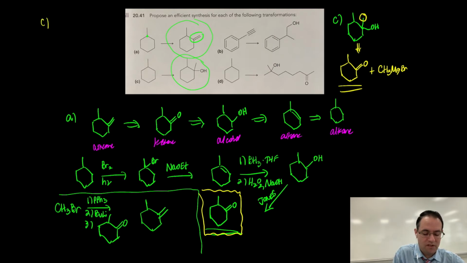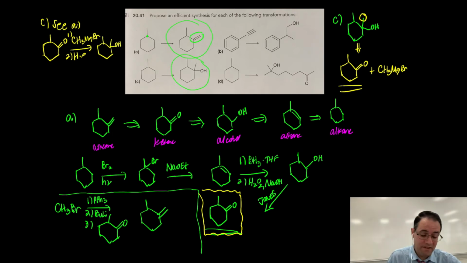So in problem C, I can do the first 5 reactions from problem A, and then the last step is going to be taking my ketone, adding methyl magnesium bromide in step 1, and then step 2, add water, and that's going to form that target molecule that I'm interested in. Okay, so there's not a whole lot to figure out there.